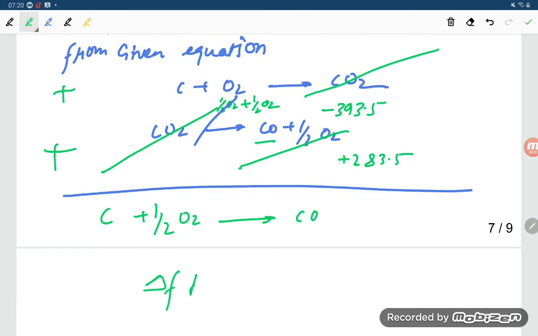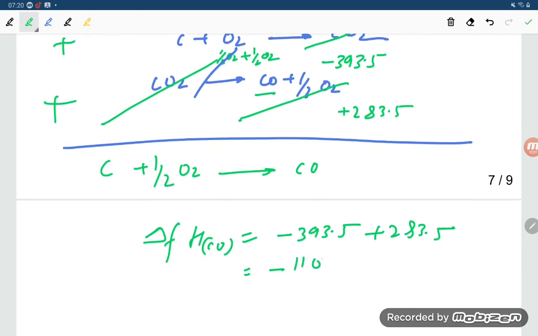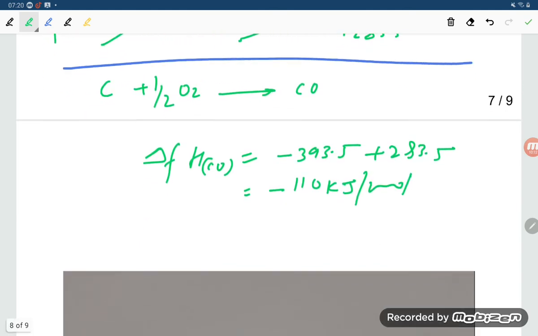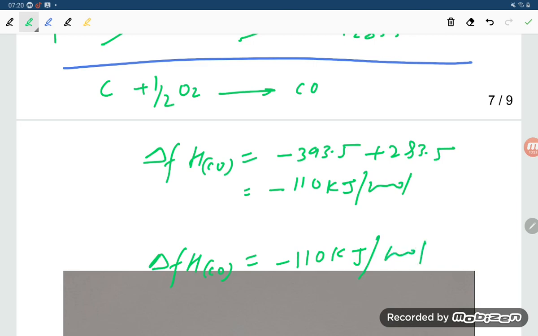If you are adding these two, how much? Enthalpy of formation of CO is equal to how much is coming? Minus 393.5 plus 283.5. If you solve it out, it is coming minus 110 kilojoule per mole. So our required answer is delta H f of carbon monoxide equal to minus 110 kilojoule per mole. This is our required answer, right?